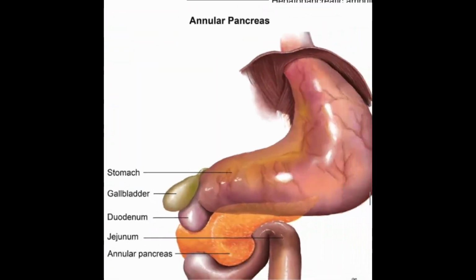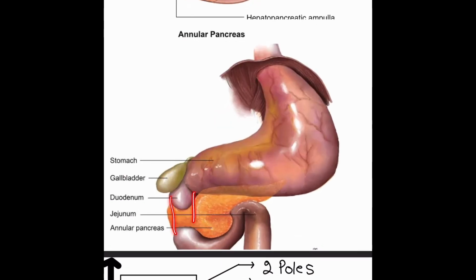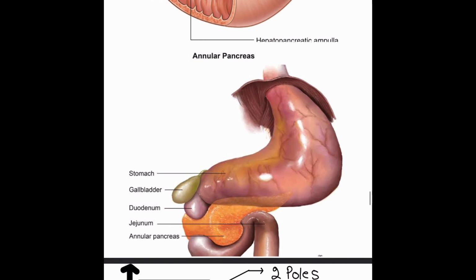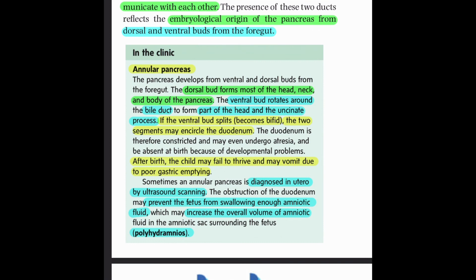Now, if this ventral bud becomes bifid, divides into two, what will happen? The duodenum lies here, the second part of the duodenum. It will cover the duodenum from all around, and as the pancreas grows, it will press upon it, causing what? Duodenal obstruction basically. So, if the ventral bud splits and becomes bifid, the two segments may encircle the duodenum and it gets constricted. Now, what are the complications? After birth, the child may fail to thrive and may vomit due to poor gastric emptying, of course, and sometimes it's diagnosed in utero by ultrasound scanning.